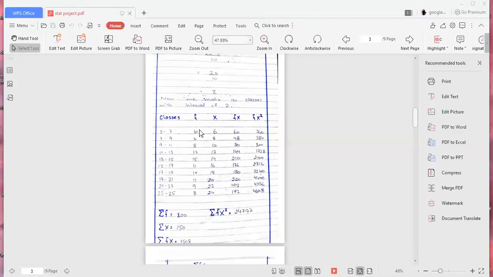Now, it was also a requirement of the question that we take frequencies whose sum should be 100. So I randomly took 10 different frequencies whose sum is 100. It means this question is correct.